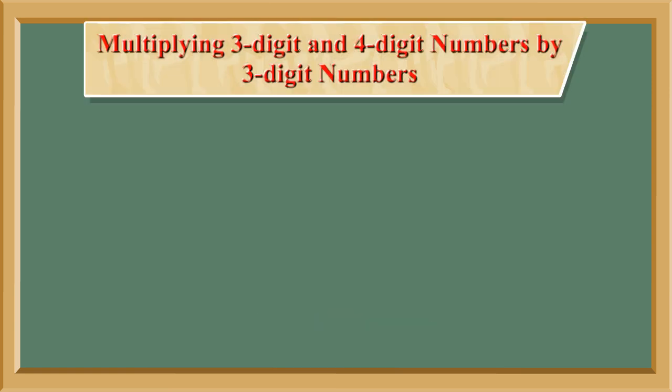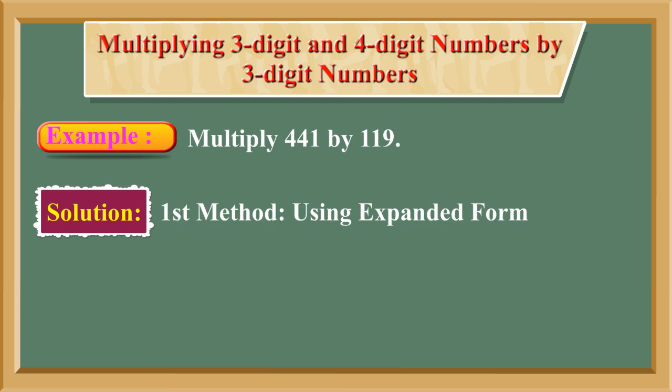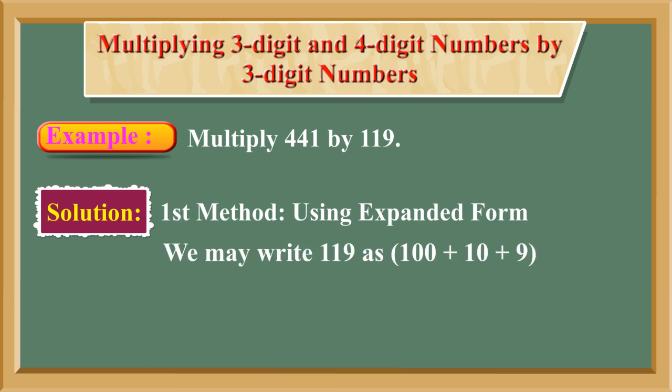Multiplying 3-digit and 4-digit numbers by 3-digit numbers. Example: multiply 441 by 119. Solution, first method, using expanded form. We may write 119 as 100 plus 10 plus 9.